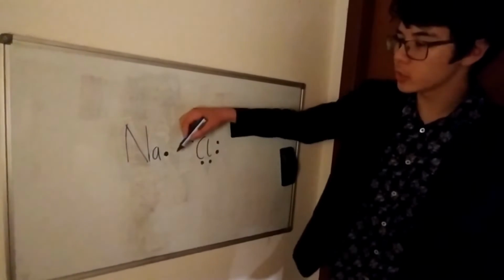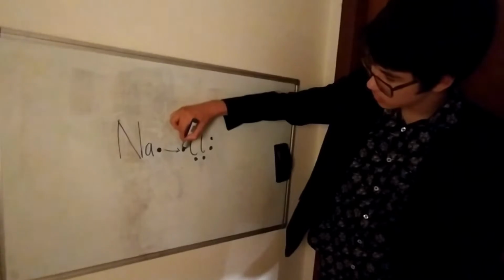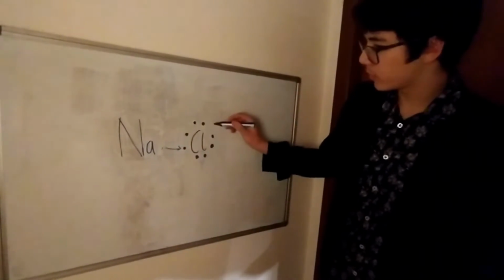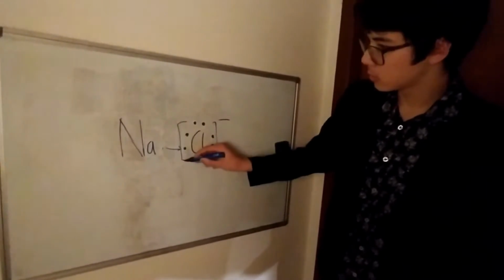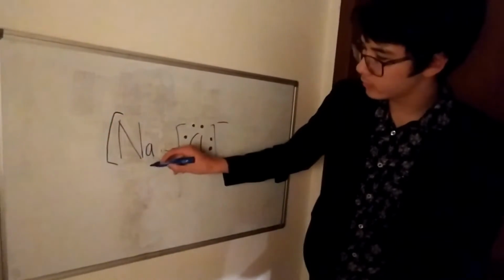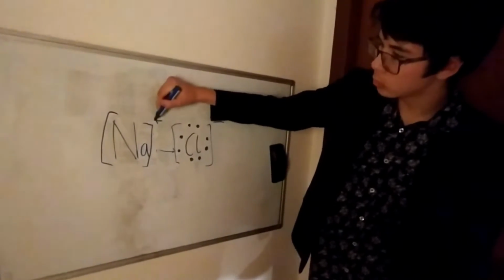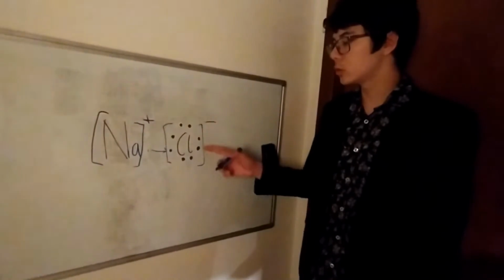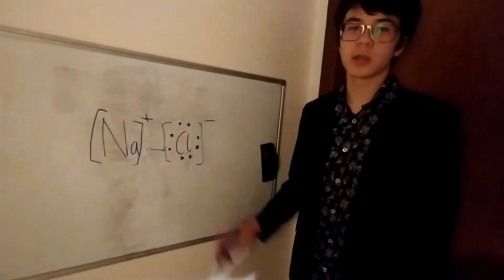This singular sodium electron is taken by chlorine, and chlorine becomes negative from having an extra electron, while sodium becomes positive after losing an electron. Because opposite forces attract, these two become bonded and become sodium chloride.